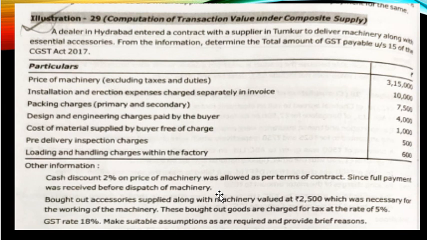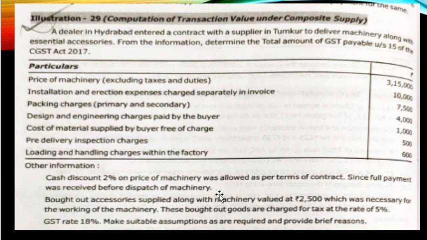Okay, this discount was availed, or given by the supplier to the buyer, for the full payment which was received before the due date or before the machinery was released or dispatched. So this discount will be considered as a deduction, so we will minus this discount.